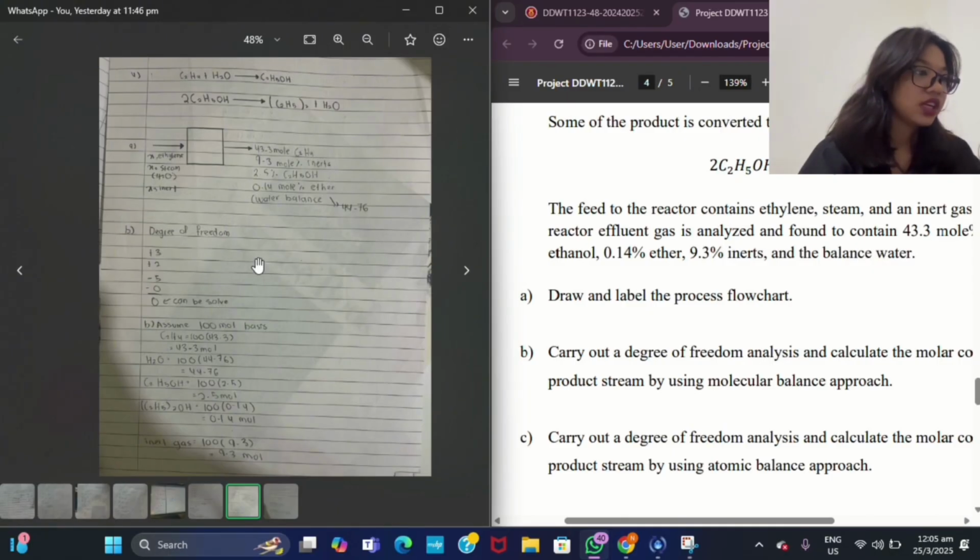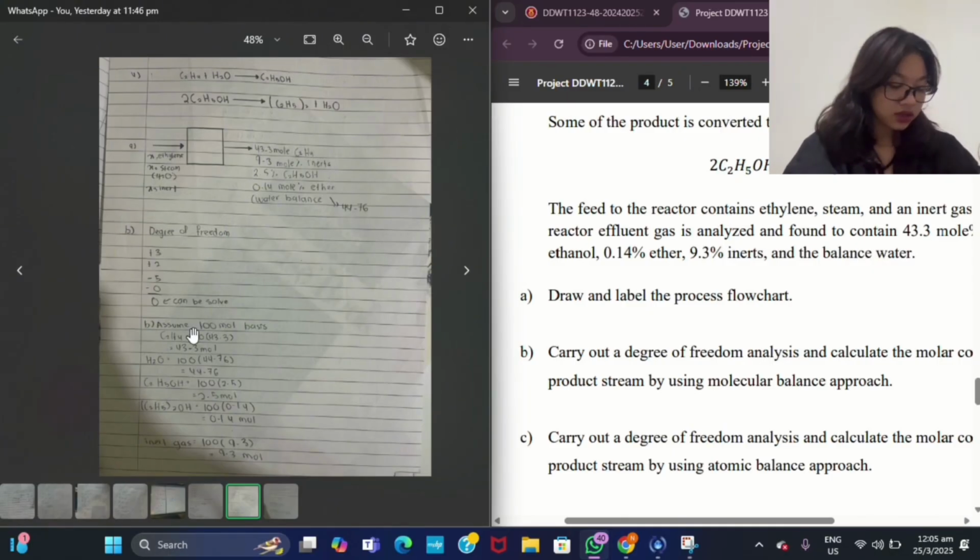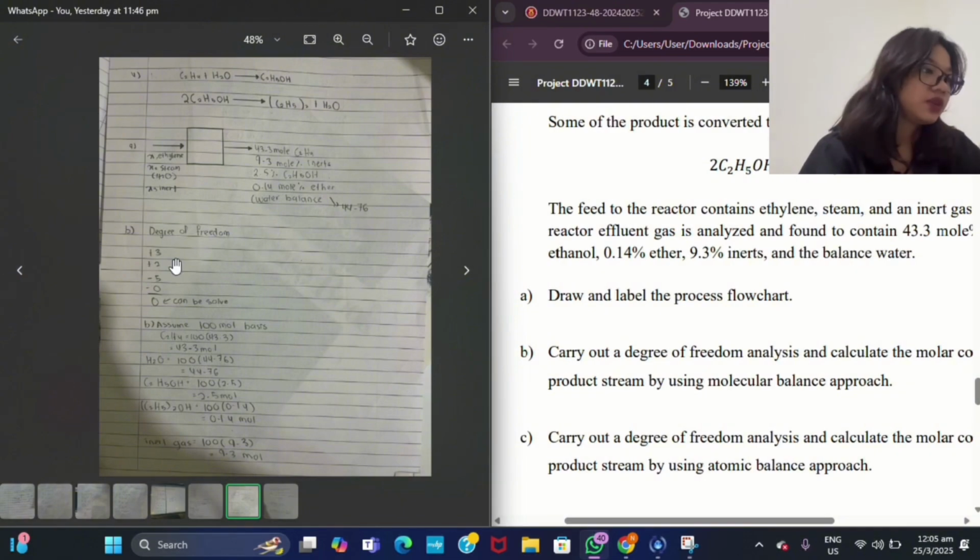So this is the flow chart. And the degree of freedom, how to calculate the degree of freedom? Firstly, we need to know the number of unknowns. So the number of unknowns here, you can see it's 3. So that's the reason plus 3.